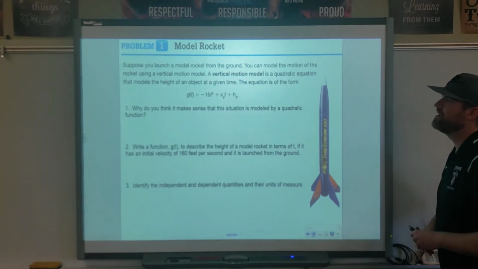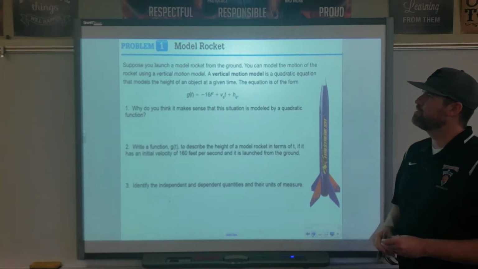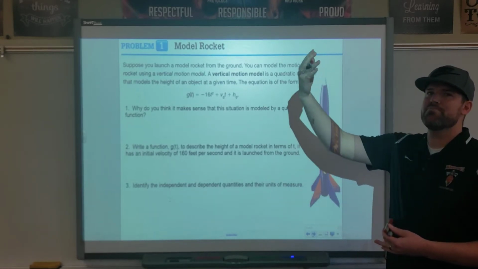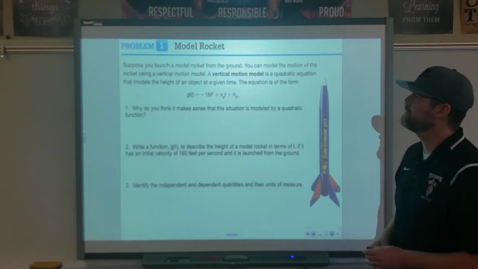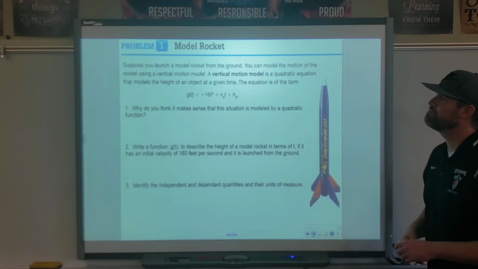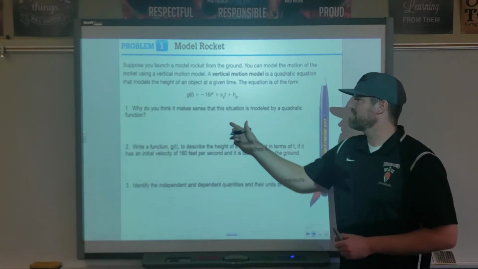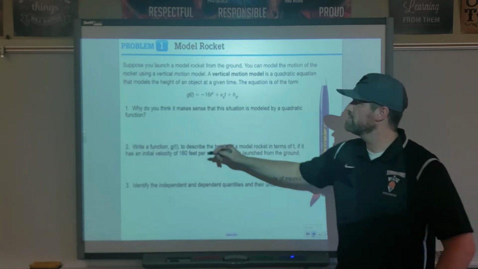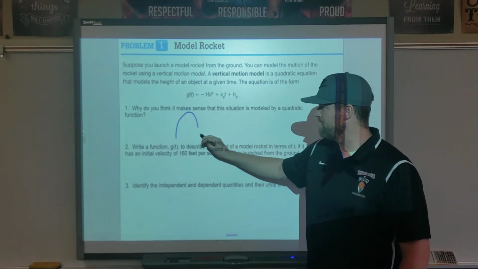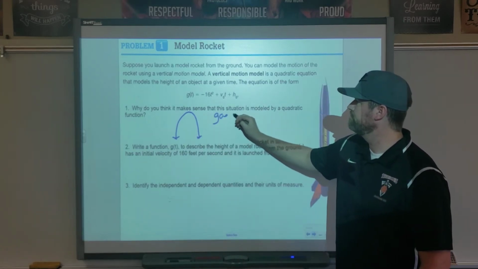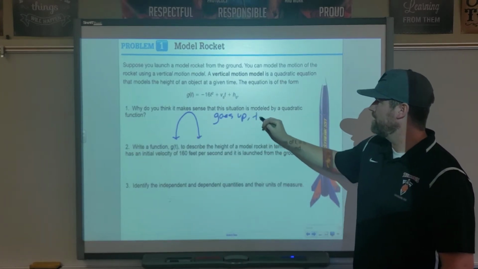All right, another example of where we can use a vertical motion model is with a model rocket. And again, something else that flies up, comes down, right? Anything that goes up and comes down can be modeled with a vertical motion model. So again, why does it make sense that this is modeled with a quadratic function? Well, it goes up, and then it comes down, right? Goes up, then down.